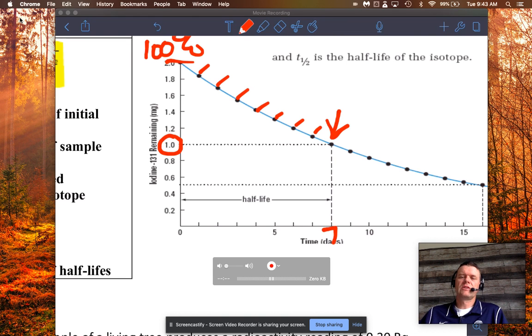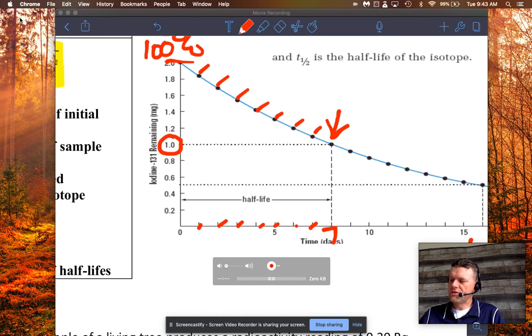And then of course, that means if that's happening every 7 days, then if you do 2 half-lives, that would be, oh, did I do that right? Because the time in days here, it looks like it went up to 16.